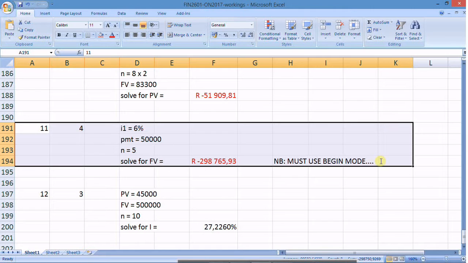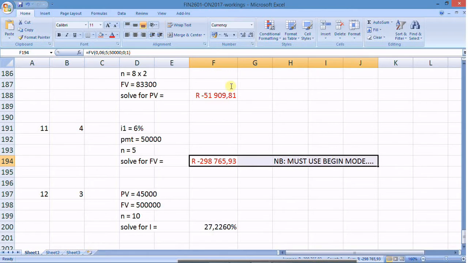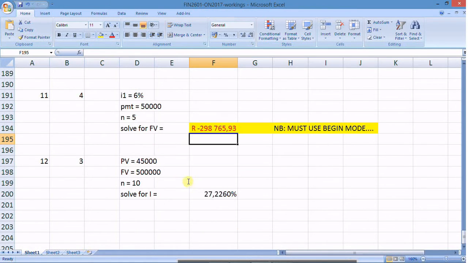Clear your calculator. Yeah, I've already done that. So begin mode, it is. Okay. N is 10. No, N is 5. Okay, N is 5. I is 6. No PV. PMT 50,000. Solve for FV. 2987. Yes, there we go. No wonder. Okay, so be careful. This one needed begin mode. Alright, so let's just highlight that. I almost forgot that. Okay, it's a good thing we went back and checked.